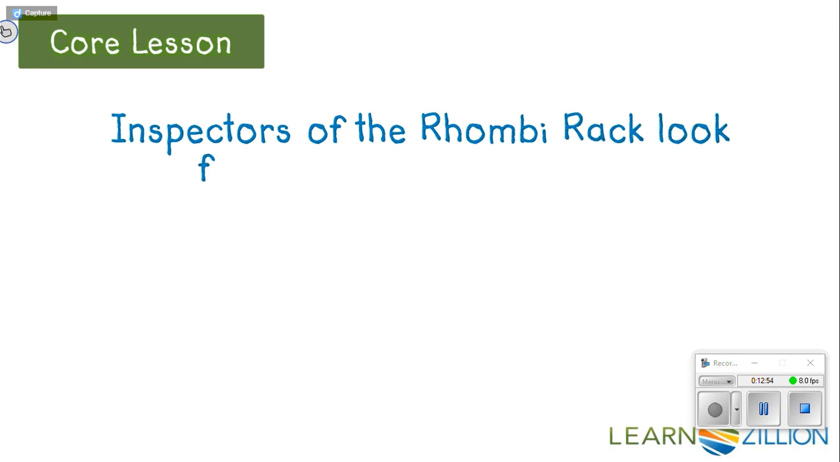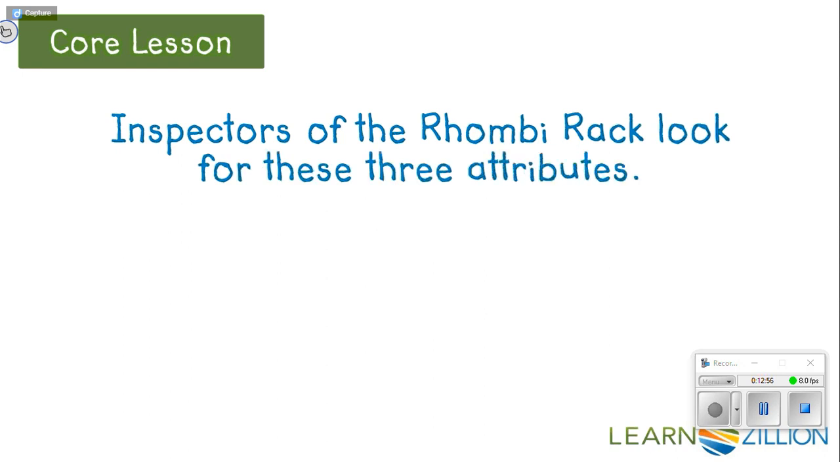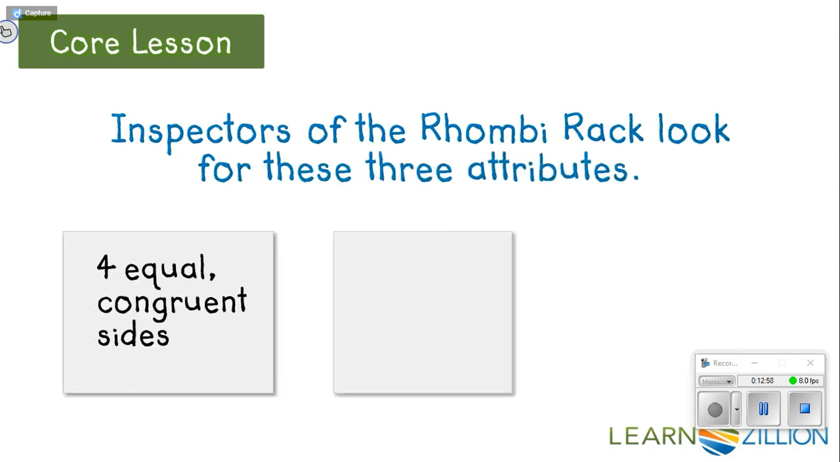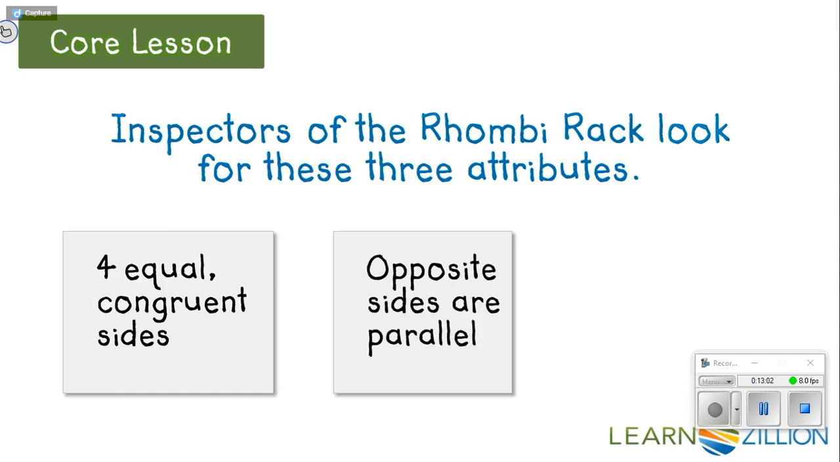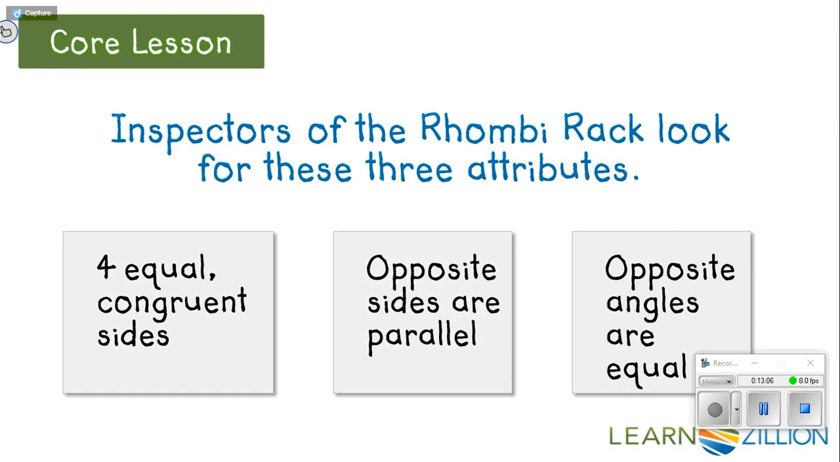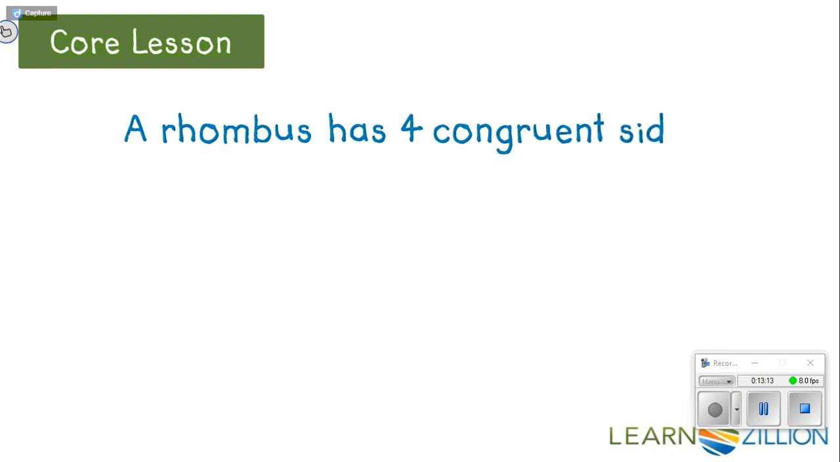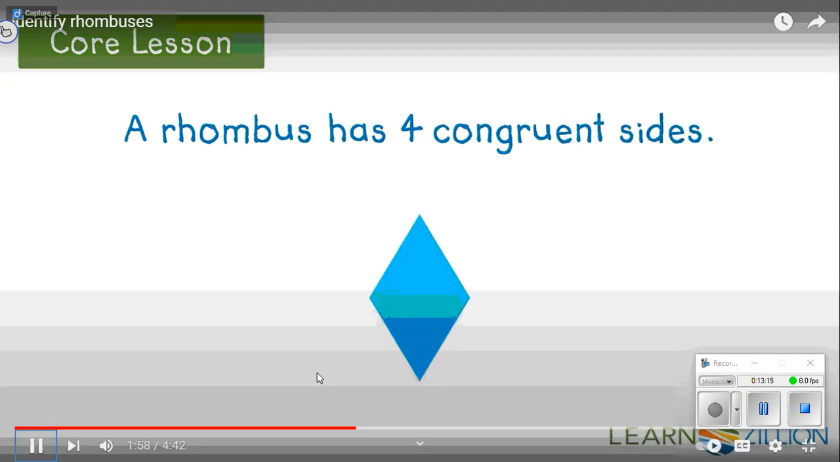Inspectors of the rhombi rack look for 3 attributes. One attribute is 4 congruent or equal sides. Another attribute is that opposite sides are parallel. And the final attribute of a rhombus is that opposite angles are equal. Let's examine each of these attributes closer. A rhombus has 4 congruent sides. This shape. The plural of rhombus is rhombi.